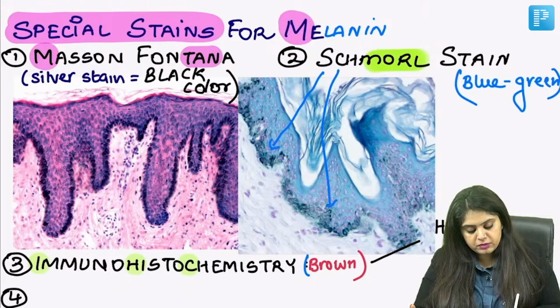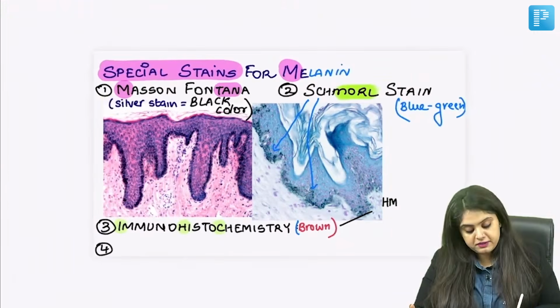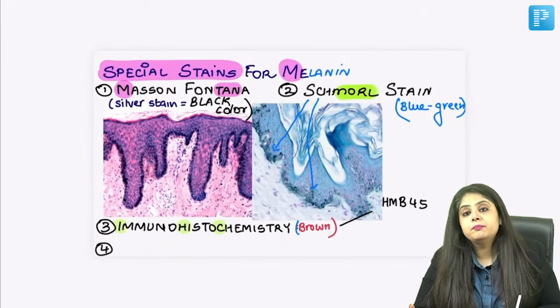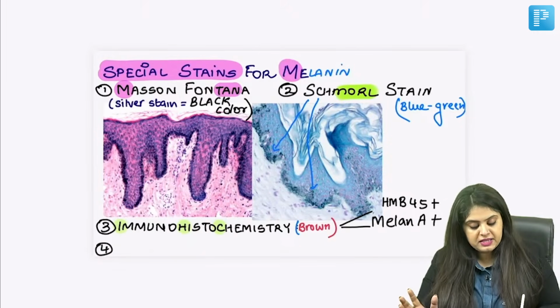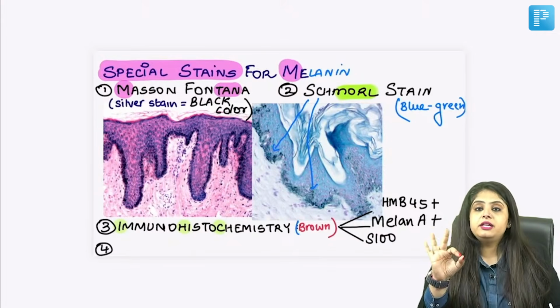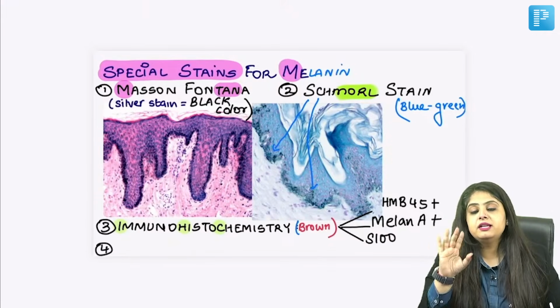So now what are the immunohistochemical stains? Number 1 is going to be HMB45. Second one, I can think melanin, so melan A, common sense, you will remember. And the third one is going to be S100. So what are the 3 immunohistochemical stains for melanin? HMB45, melan A and S100.